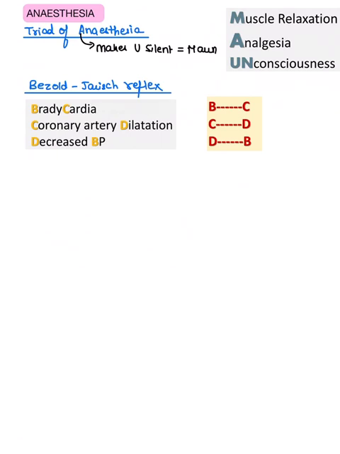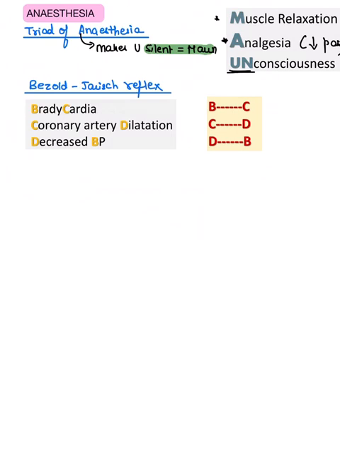Okay. Now coming on to the next one, what is the triad of anesthesia? If you give a patient anesthetic, what happens? He becomes silent and sleeps. Silent is equal to moan, okay, that he is keeping quiet. So M is for muscle relaxation, A is for analgesia, that is decreased pain, and UN for unconsciousness.